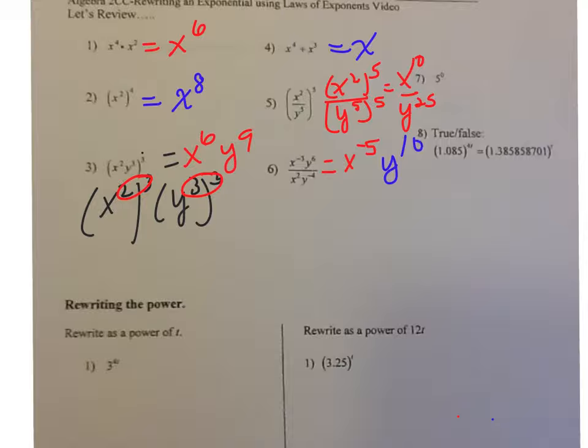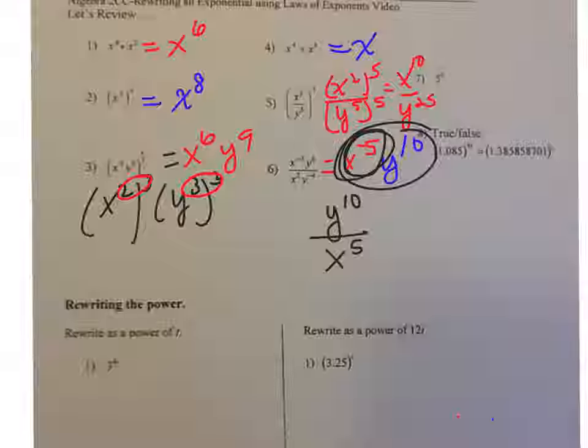And hopefully you remember, when you have a negative exponent, in order to make an exponent positive, it goes into the denominator. So this is equivalent to y to the 10th over x to the 5th power. Remember, you could take your base and the exponent and shoot it into the denominator, and it becomes a positive exponent. 5 to the 0 power is equal to 1. Anything to the 0 power is equal to 1.